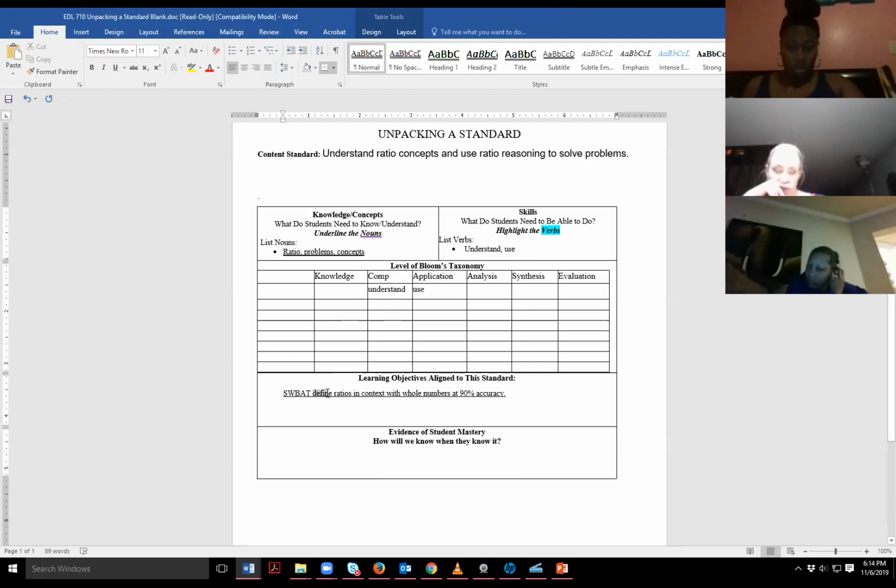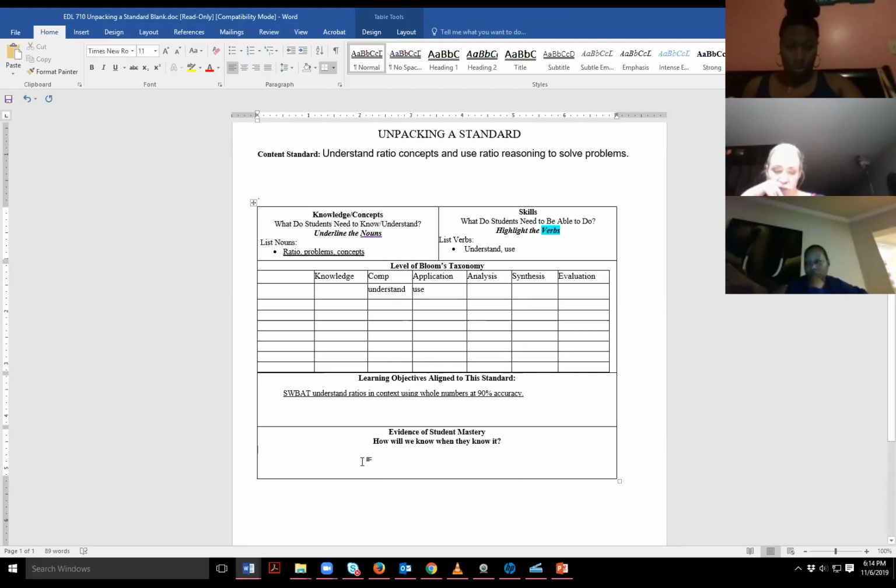So I can take out "define" and I could say "understand ratios in context, let's say using whole numbers at 90% accuracy." So you see why this breaking down becomes important? Because if I just write my objective and I'm not looking at this from an alignment perspective, I'm not going to teach this at the rigor level needed for students to be successful.